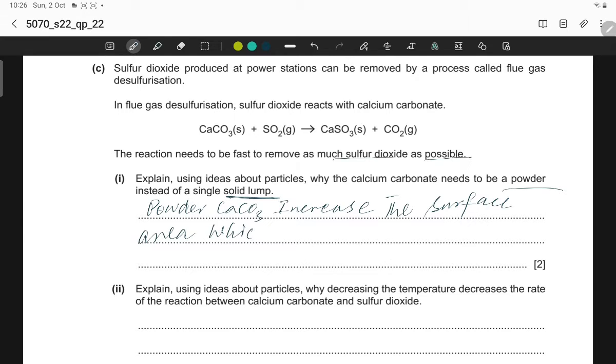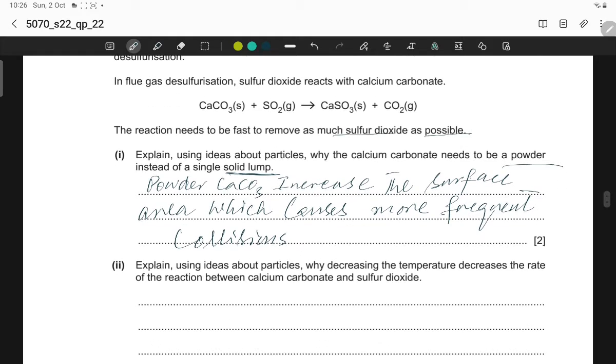Which causes more frequent collisions per second.